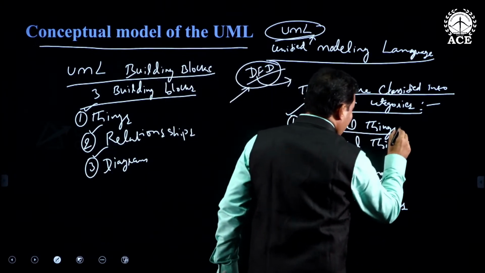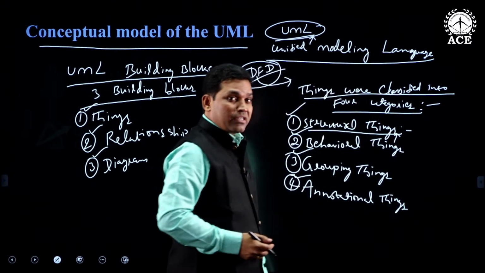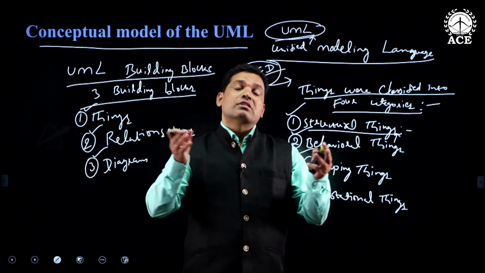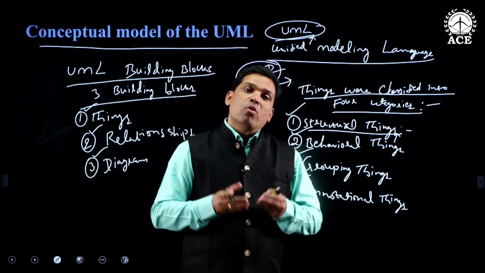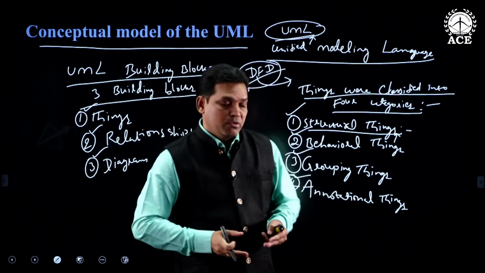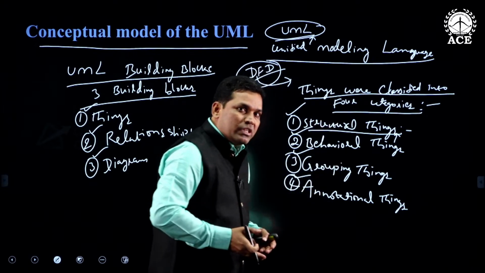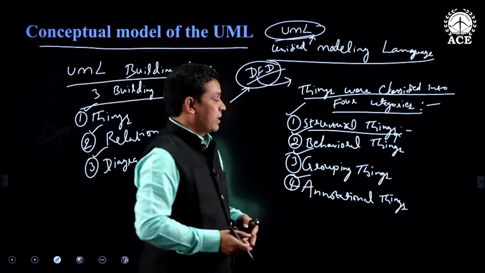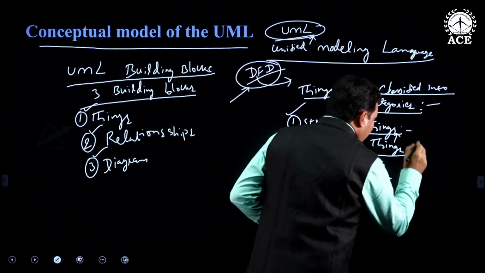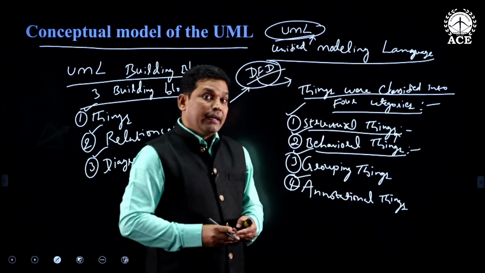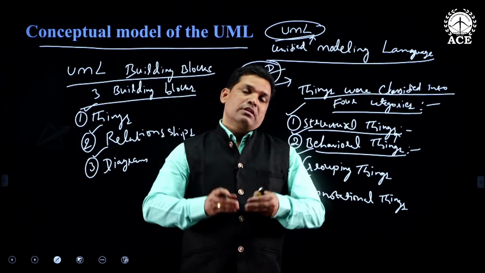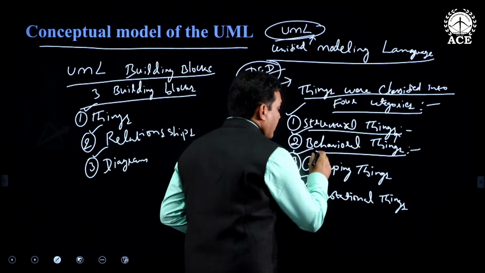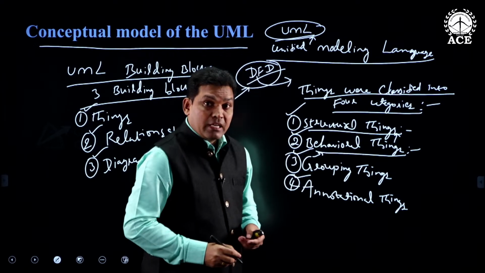First one, structural things. What is the importance of structural things? Structural things are used to model the static view of a software system. If any stakeholders want to know the static part of the software system, through structural things they can view it. That is the purpose of modeling structural things. Coming to the purpose of behavioral things: behavioral things are used for modeling the dynamic view of a software system. Stakeholders who want to understand the dynamic view of a software system can understand it through behavioral things.